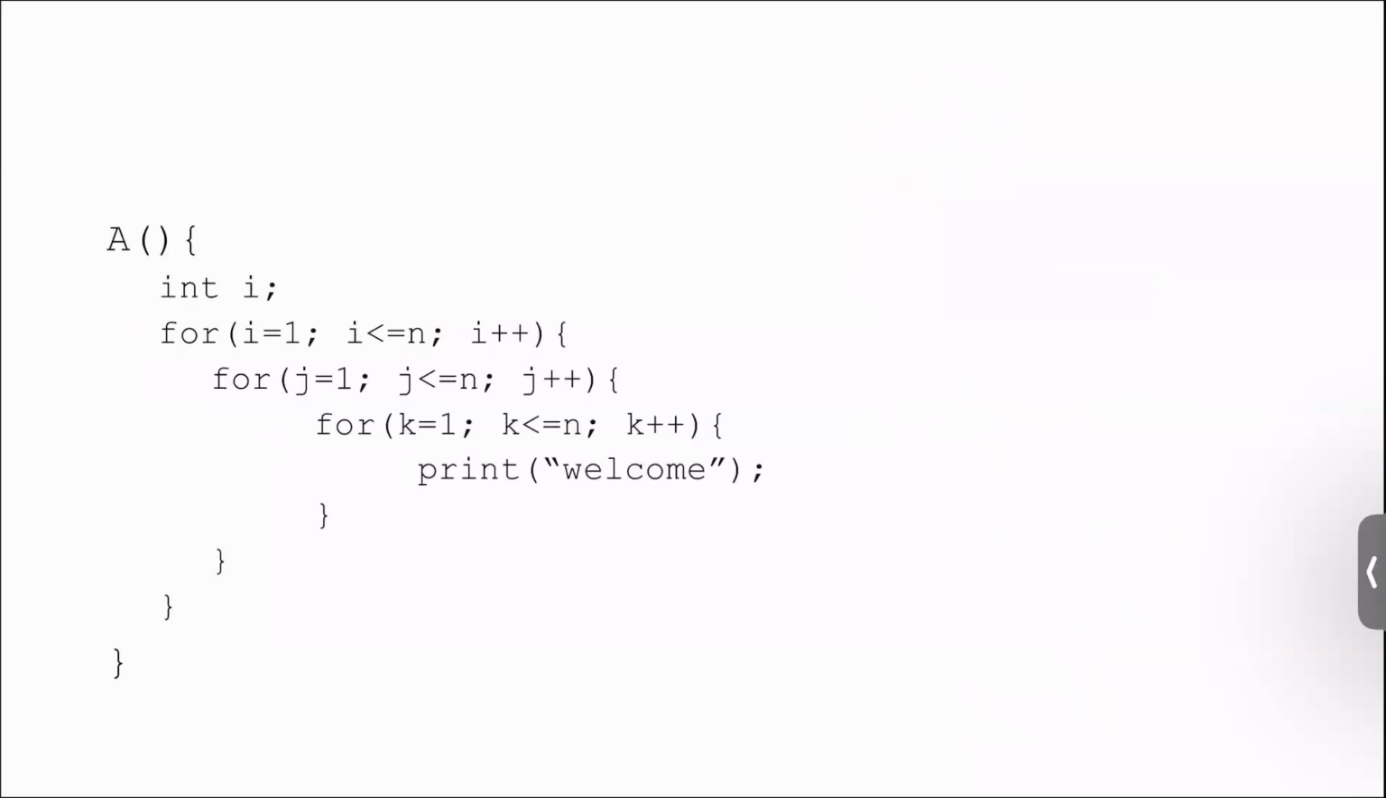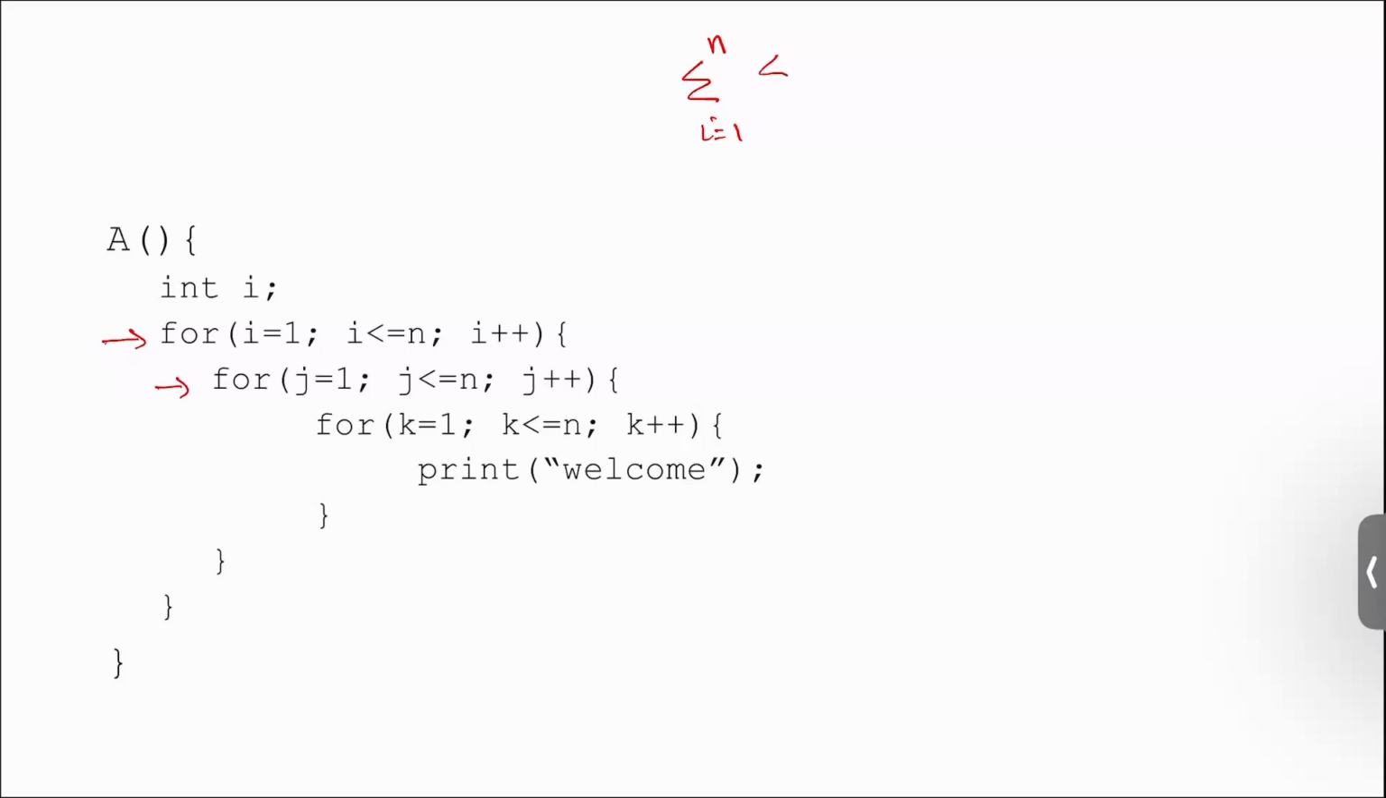In this example, we now have 3 loops. So we shall again do the same thing. We will set up the sum equation. How to set up the sum equation? Let's first set up the sum equation for the outer loop. So the outer loop is going to be i, which starts from 1 and runs up till n. Then the next, in the outer loop we have another loop.